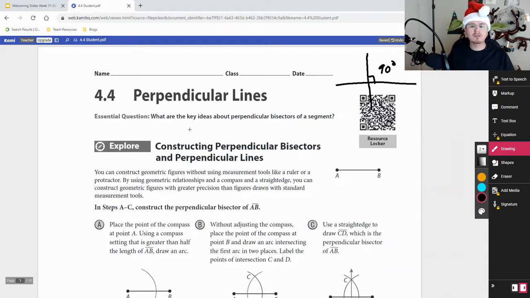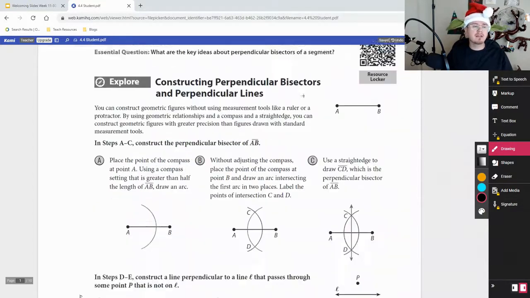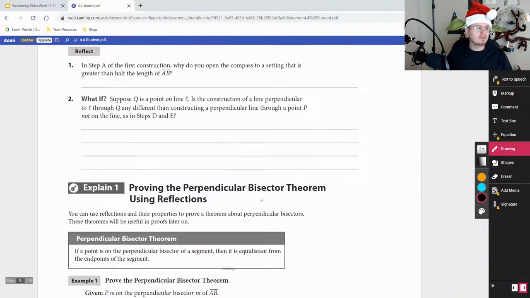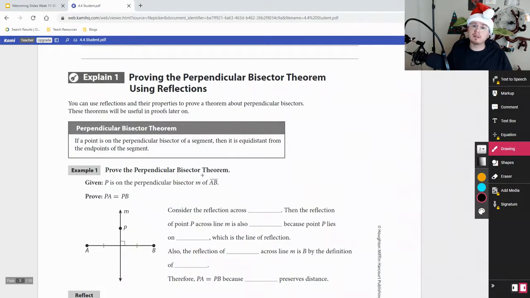So essential question, what are the key ideas about perpendicular bisectors of a segment? That is the point. Now this first part is construction. We know we usually typically pass over these. If you want to find an activity online, you can probably just type in perpendicular bisector construction, or if you really want one, I can look. We're not going to do that right now. So moving right along to explain one.